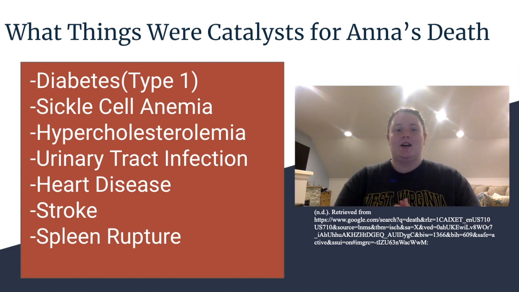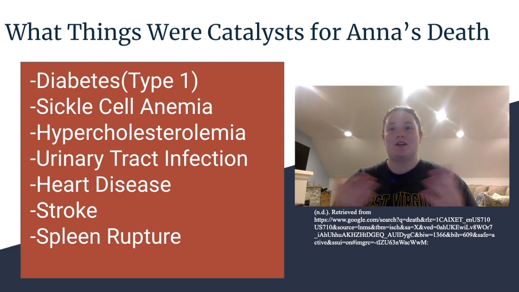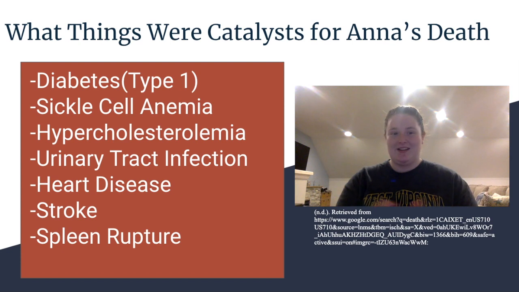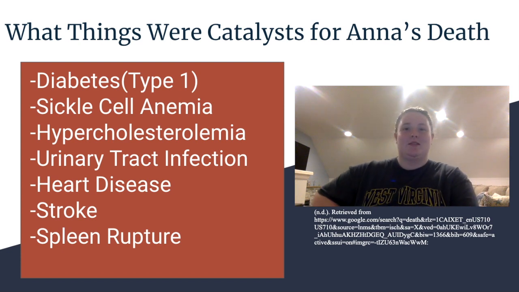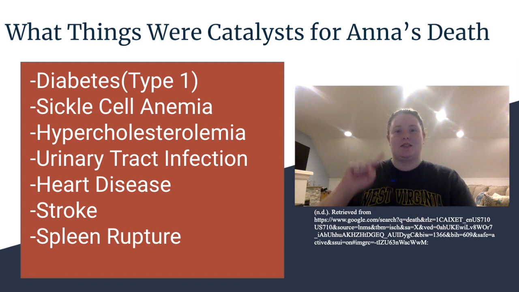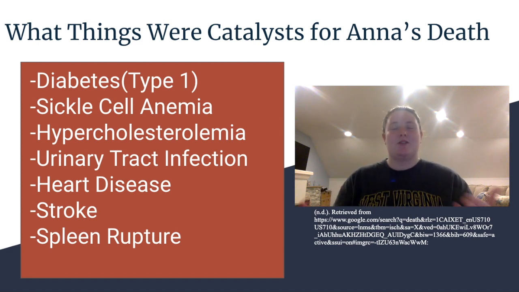Stroke, if you have a stroke, then your brain is not functioning properly, even though it's not already getting oxygen. And spleen rupture, if your blood is going somewhere else and you don't have a closed system, not as much oxygen is going to get to where you need it to be.